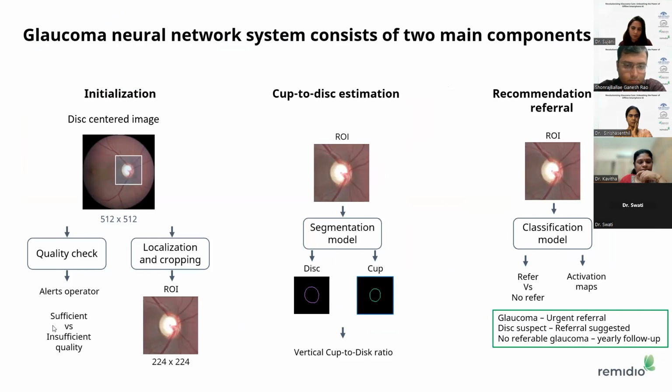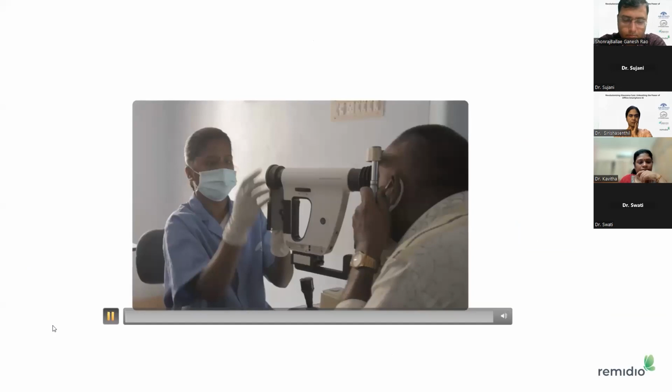So when we look at what are the main components of this AI, once a disc or macula-centered image is captured, there is a cropping algorithm that looks at the region of interest. There is also a quality check algorithm that runs parallelly, which will alert the operator if the image is of sufficient quality or not. Then we have two algorithms running simultaneously. One, a segmentation model that outlines the cup and disc and gives the estimated vertical cup to disc ratio, and the classification model that looks at typical features that one would look for during an exam, that is, the structural changes on the optic nerve head or the RNFL changes to make a decision of referral or not. So I'm just going to play a short video on how the AI actually works.